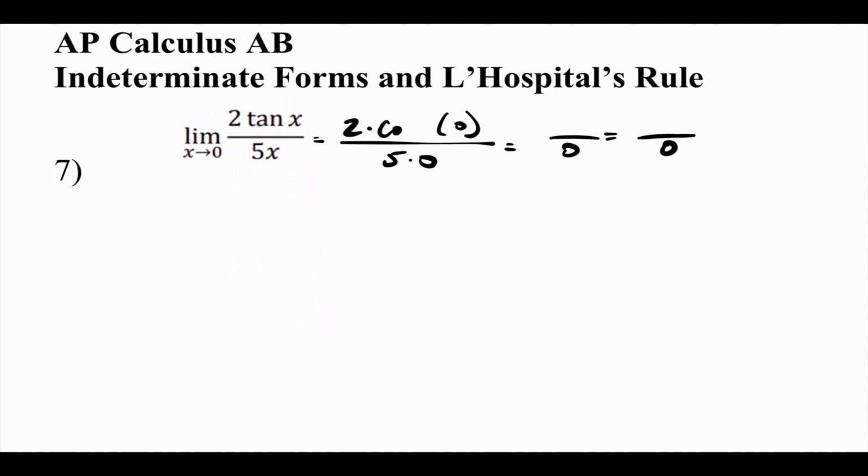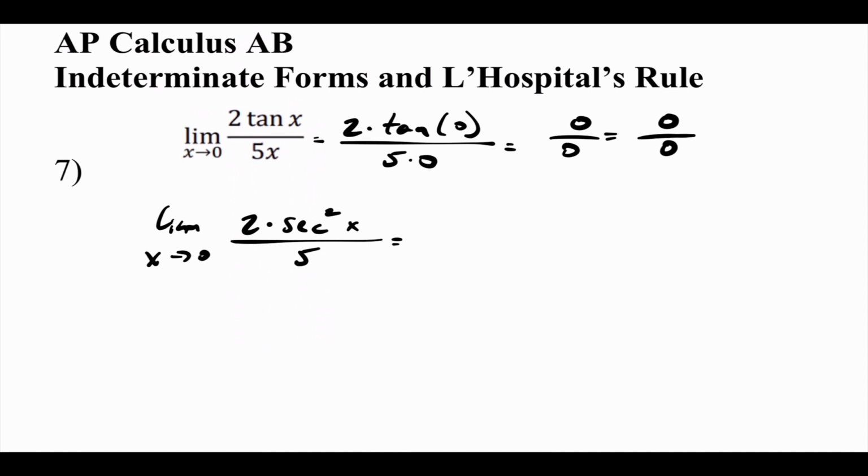Okay, so not cosine. Let's change it back to what it was before, tangent. So tangent of 0 is 0, so we get 0 over 0. Okay, so derivative time. The limit as x approaches 0. So the 2 is just a coefficient. The derivative of tangent is what? Secant squared. And then the derivative of 5x is just 5.